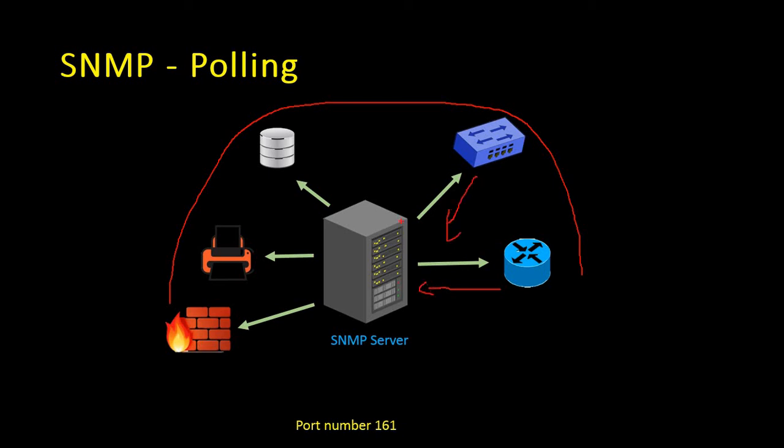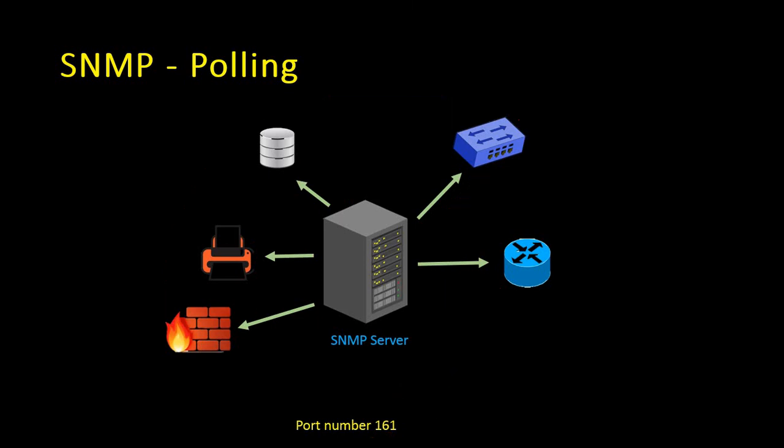Here the SNMP server initiates the request. It can be at 1 second, 30 seconds or 1 minute intervals. Based on that, SNMP sends a request asking for the status of each and every device, and each single device responds back with the information it has in hand. This works over port number 161. So this is polling.